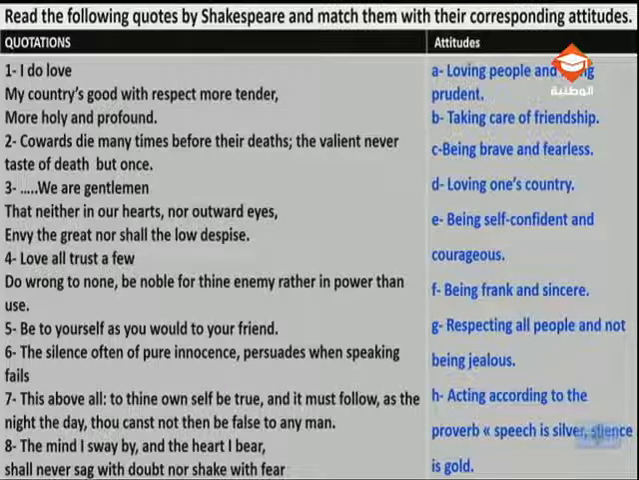So I guess it may go with being brave and fearless, with C. So brave, valiant, courageous, and fearless. So Shakespeare is praising bravery here. What about number three?